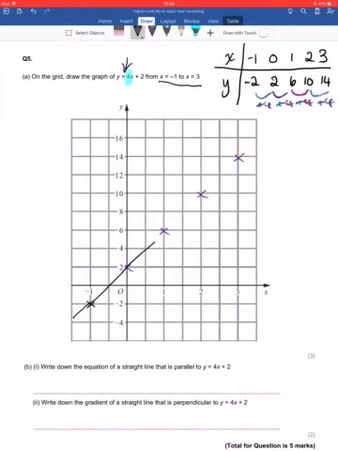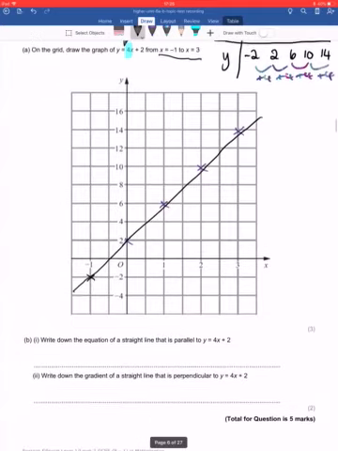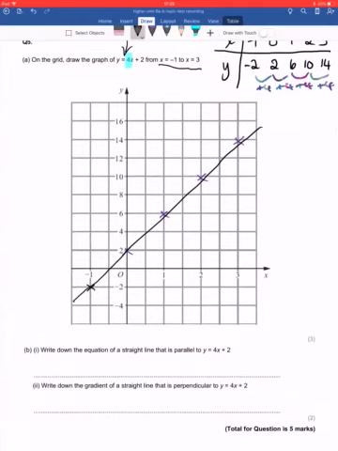And sorry, I haven't got a ruler, but you should get a nice straight line going through all of the points. Okay, so you need the line to get the full marks. Right, write down the equation of a straight line that is parallel to that. Well, it's anything with 4x in, but just not add 2. So you just have 4x, add nothing, which is just 4x, or plus any other number. So I could say 7, or minus 5, or whatever.